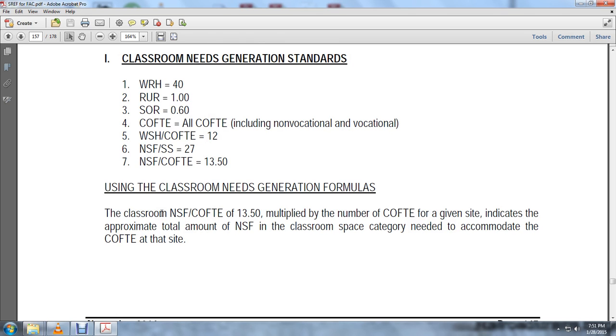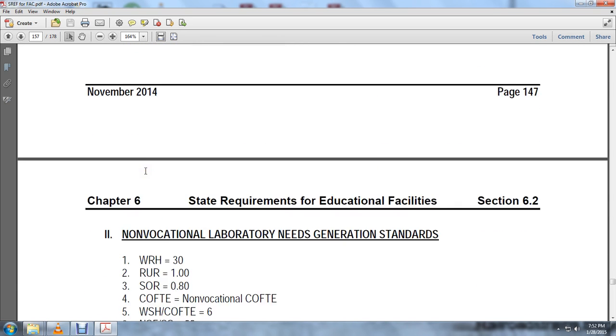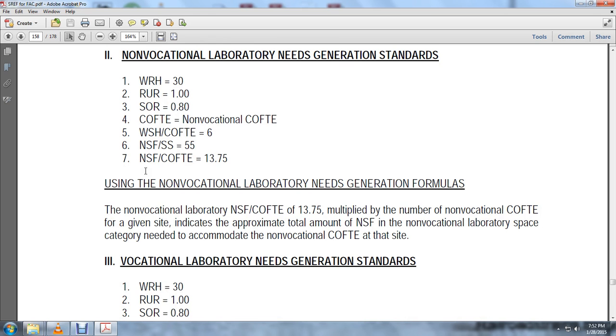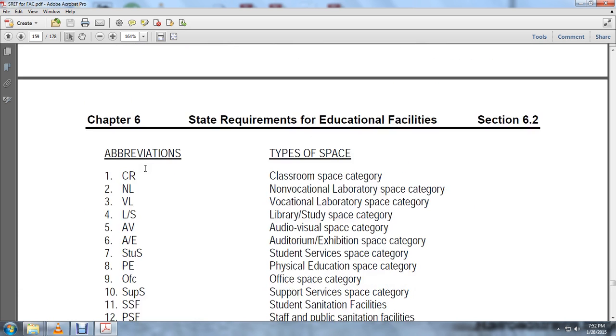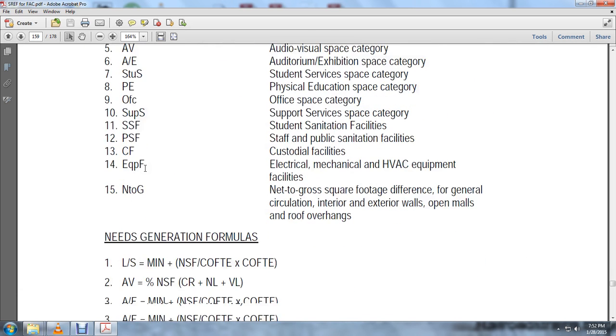Using the classroom space generation formula, the NSF per COFTE of 13.50 multiplied by the COFTE for the given state indicates the approximate number of net square feet of classroom space category needed to accommodate the COFTE at the site. More laboratory needs are the same, using the same abbreviations.